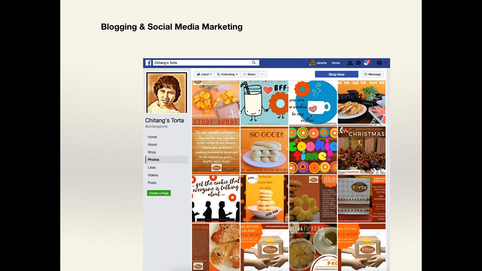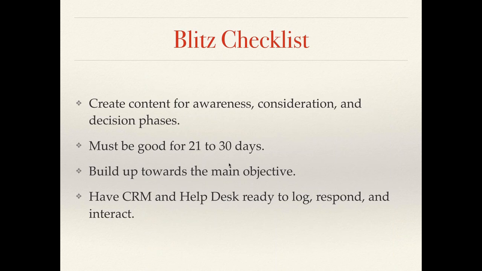Hindi pwedeng benta, benta, benta. Kailangan may staging din ng content, no? So usually the program is capped with a 21-day digital marketing campaign.